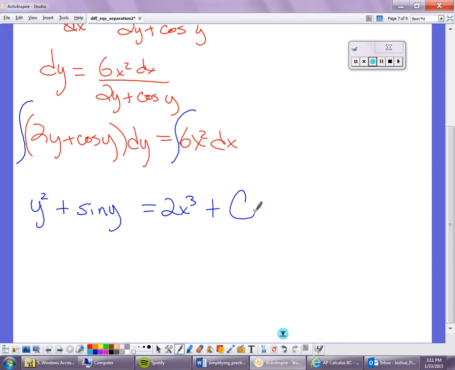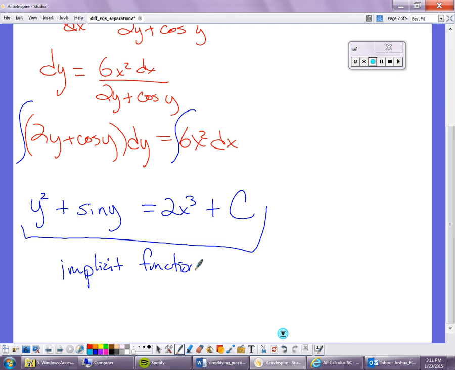Now, on the other examples, the next step would be to make it an explicit function, y equals something. But we're not going to be able to do that here. There's going to be no way for us to get y by itself. So we have to leave it like this, and that's okay. We have an implicit function, a function that's implicitly defined, and we just leave it like that. That's going to be our answer. That's all we can do. Okay, that's it.